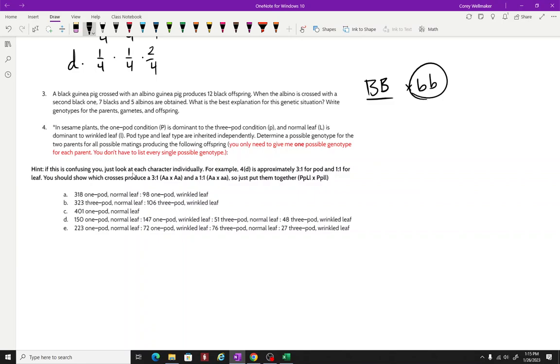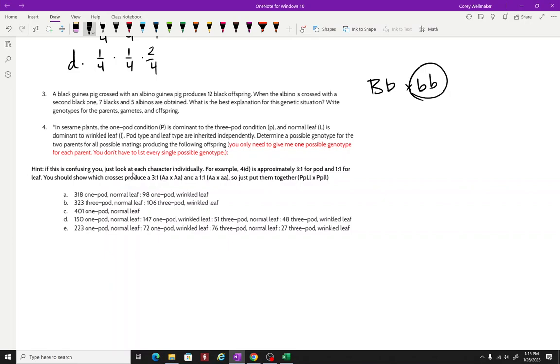And then when you take this albino and you cross it with another black pig, this time you get 7 black pigs and 5 albino pigs. So this looks like this is a black pig who is big B, little b, heterozygous. Right, so the first parent is true breeding. The second parent is not true breeding.